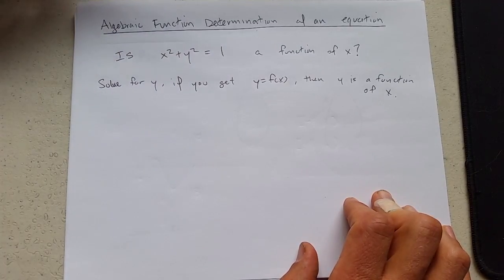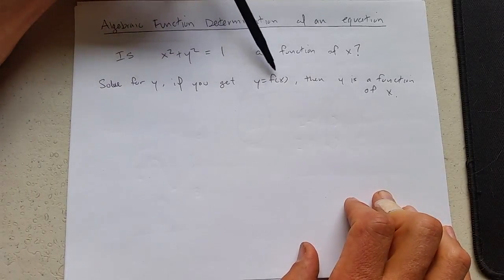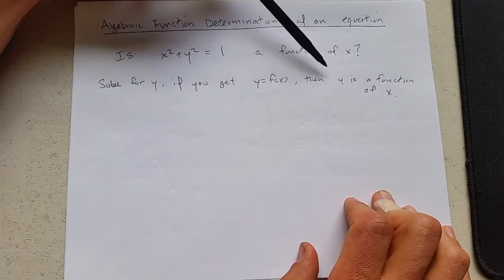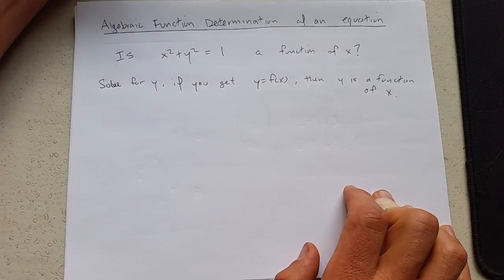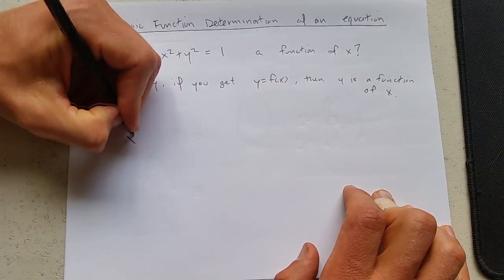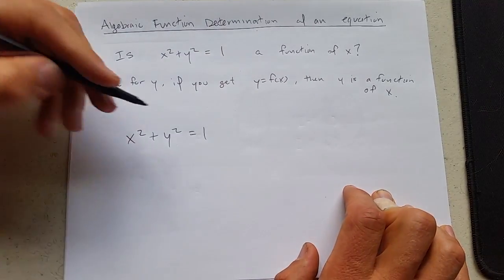Without drawing a graph, if we can solve for y, and we're successful, so we get y equals an expression of x, then we can say y is a function of x. So let's try that. We're going to try to solve for y. How do we solve for y?